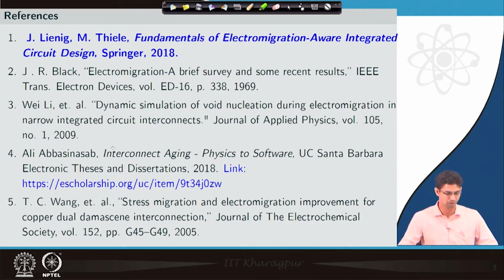Then there are a few more papers. There is one paper from Journal of Applied Physics, it is on void nucleation. Then there is a PhD thesis from University of California, Santa Barbara. You can access this thesis from here, and I have borrowed some images from this thesis as well. And then there is a paper in Journal of Electrochemical Society. It is on stress migration and electromigration. Here also there are some good figures where the electromigration is visible. You can find them here. So, let us get started.